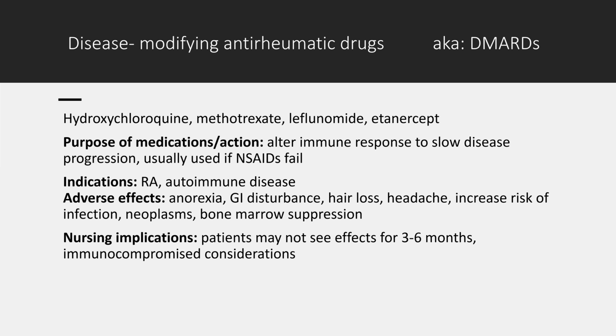So adverse effects, you're going to have anorexia, GI disturbance, hair loss, headache, increased risk of infection or neoplasms, and then bone marrow suppression. Some nursing considerations: these patients may not see the effects of the drug for 3 to 6 months. You're going to put in immunocompromised considerations, so you're going to teach them to avoid large crowds, people who are sick, and to practice good hand washing.